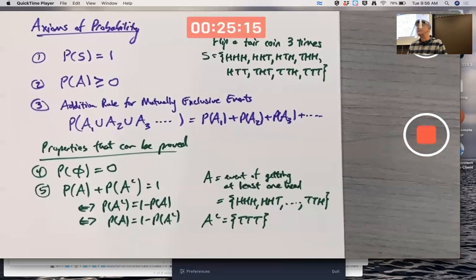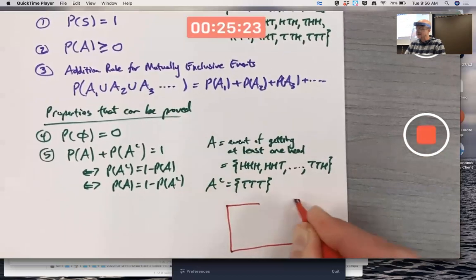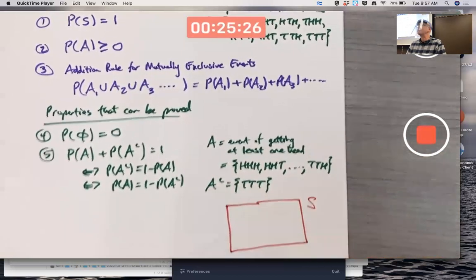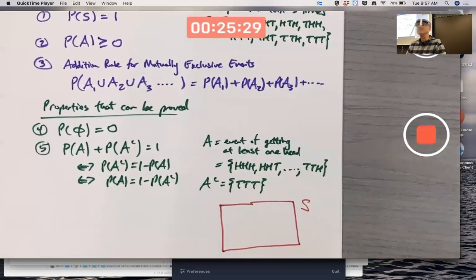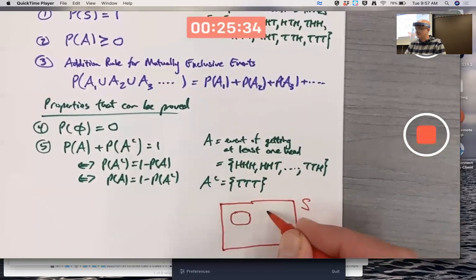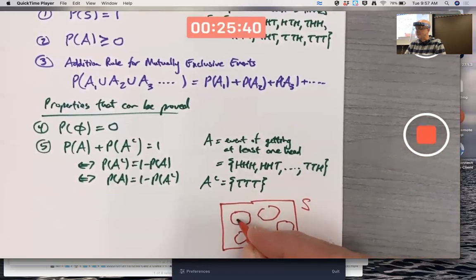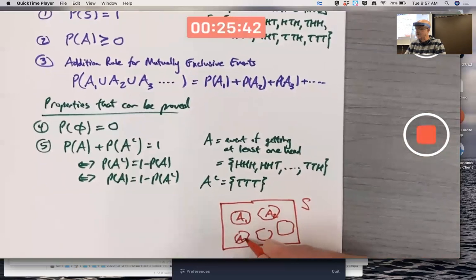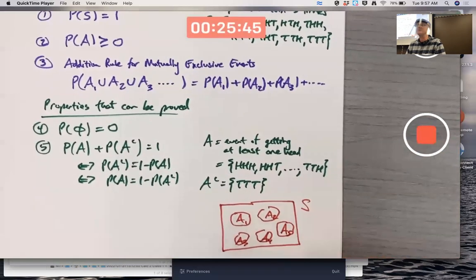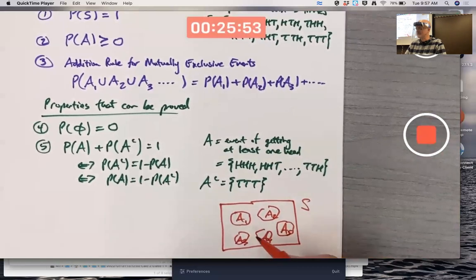It's good to imagine these things with Venn diagrams as well. Draw a box. That box, imagine that to be your sample space. Sometimes I imagine it to be a gym floor. And events are subsets of the sample space. This is A1, A2, A3, A4, A5. The intersection of any two of them is the empty set. They're mutually exclusive. The probability of their union is the sum of the individual probabilities.